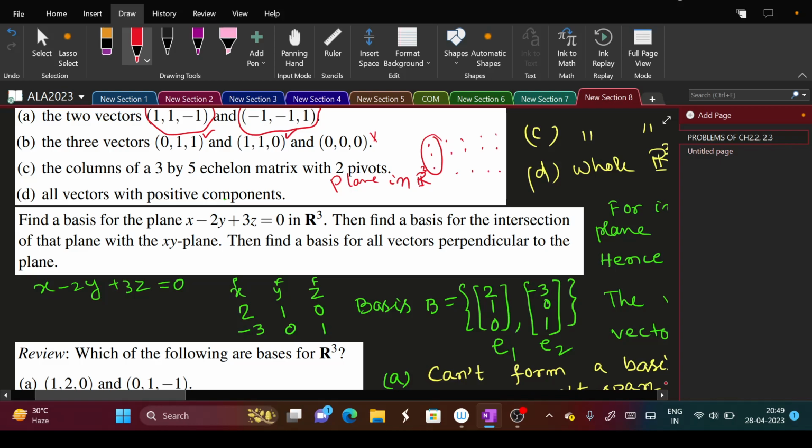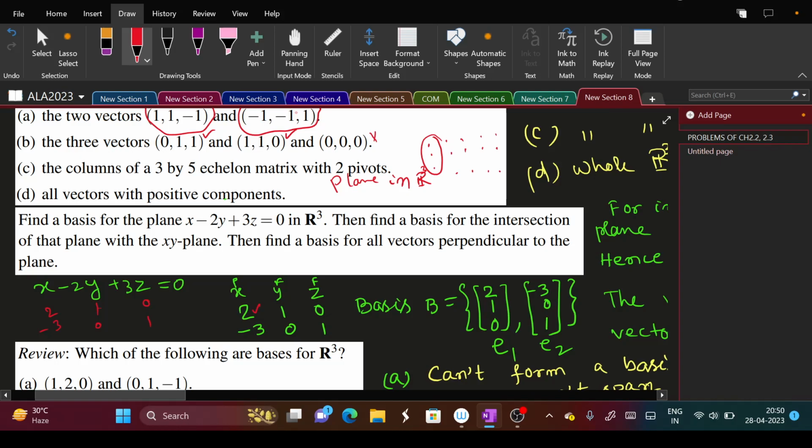In the first case we are getting 2. This is my x. Here I substituted 1, here 0, that means x is equal to 2. Similarly here 0, here 1, I am getting x equal to minus 3. So these are the two vectors I am getting. So these two vectors form a basis for B. Let this vector be E1, let this vector be E2.